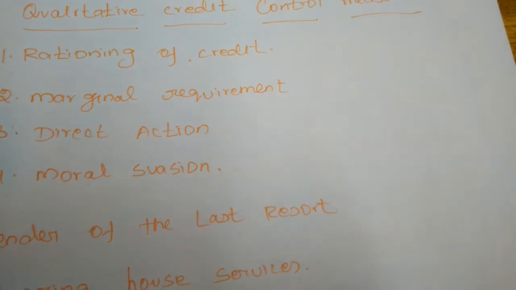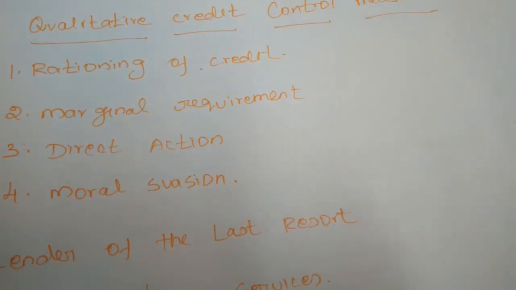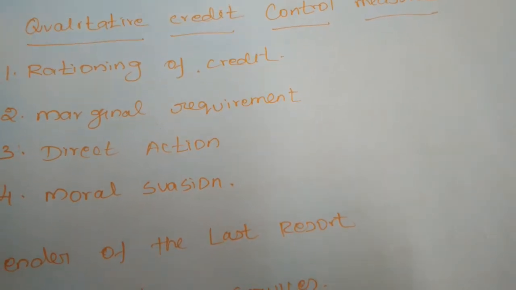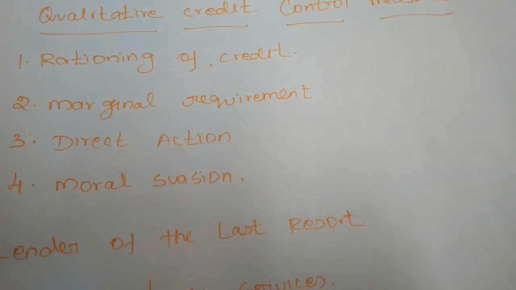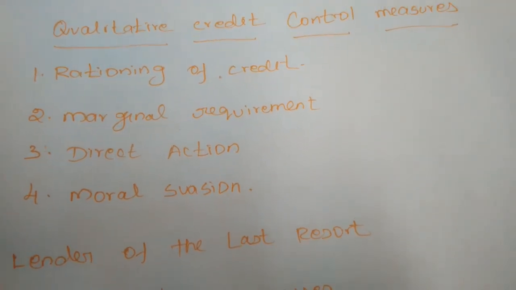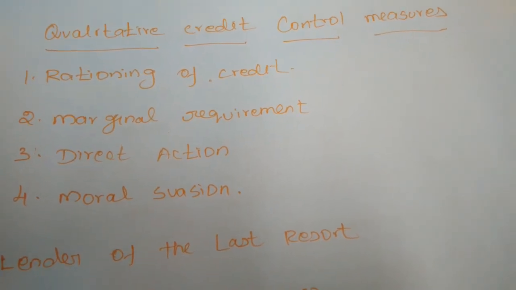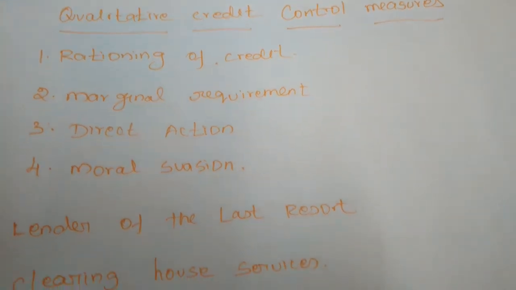A commercial bank must obey the Reserve Bank of India, which has more power. After providing the guidelines, if some of the commercial banks are not obeying or following the guidelines of the RBI, the RBI will take actions directly. Next, moral suasion.